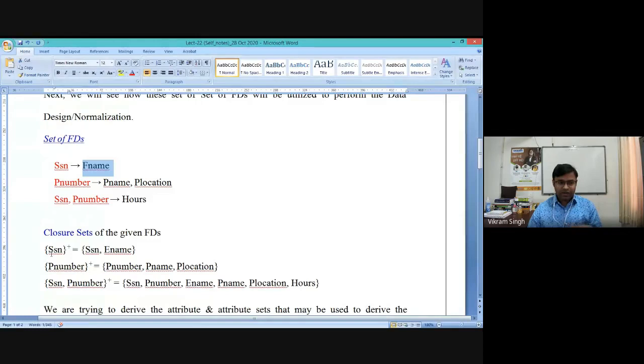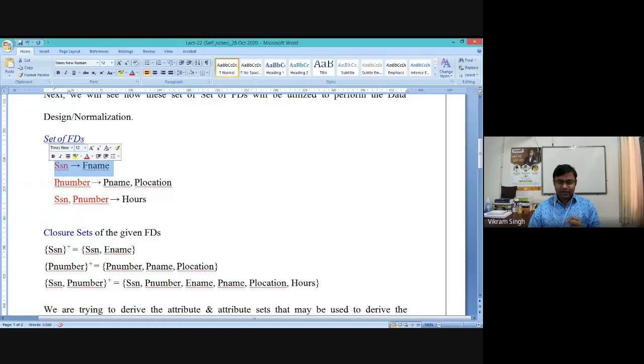So we identify what are the possible attributes which the SSN attribute can access. If you have a data value for the SSN attribute, what are the different attributes you can access? Based on the FDs, you can easily identify. So by using SSN, you may be able to access only first name, right? Because it is identified in the FD.